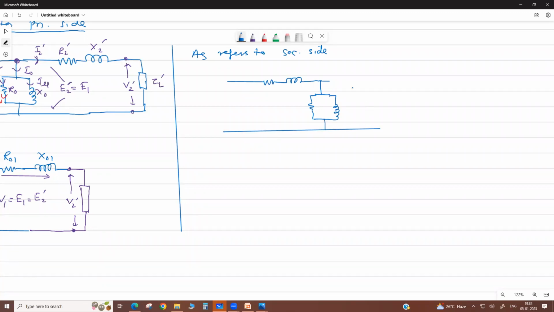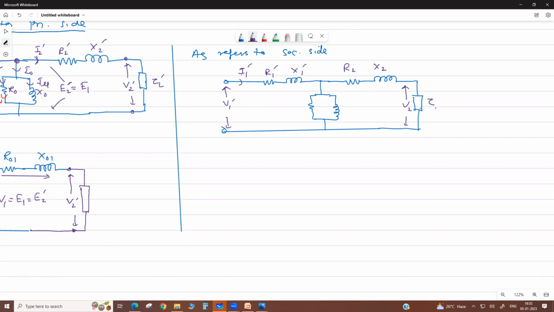This is secondary resistance, secondary reactance. This is your load. Now, here it is as referred to the secondary side. Now it is V1', I1', R1', X1', because this is the primary current as referred to the secondary side. This is R2, this is X2, here it is V2.